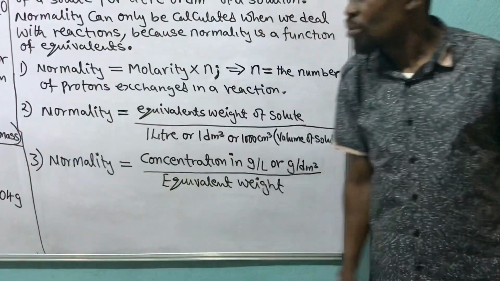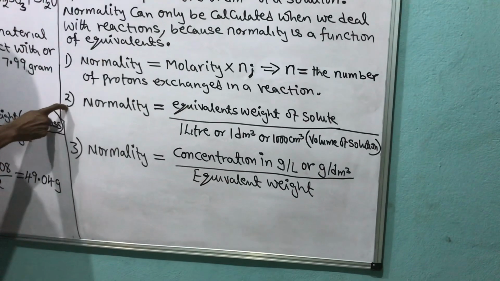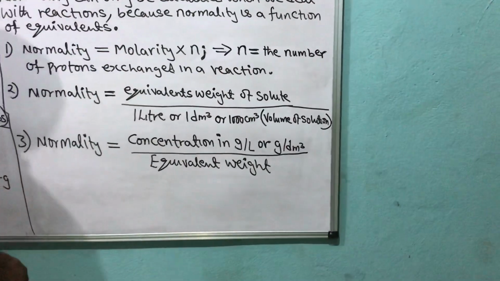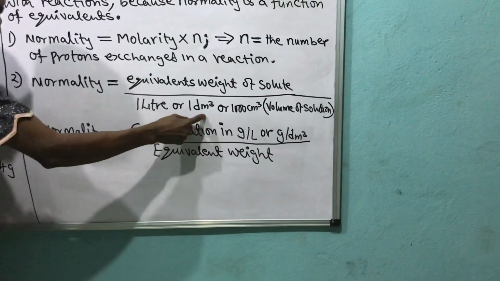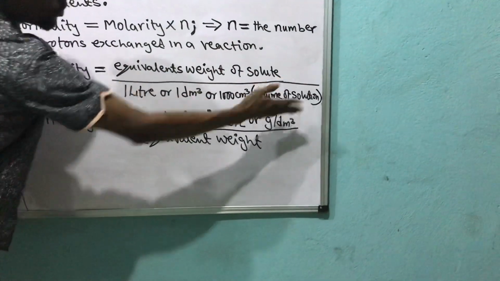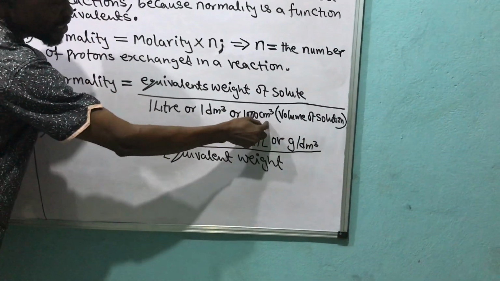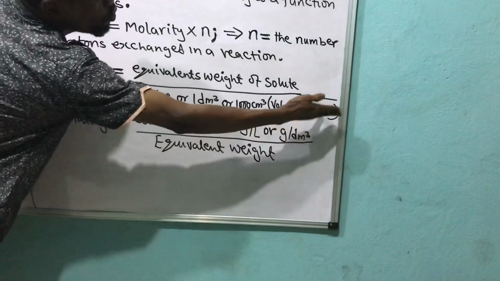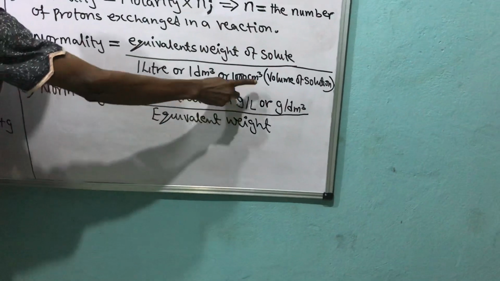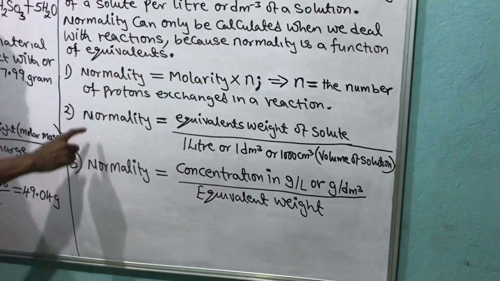Second formula to calculate normality. Number 2, we say normality equals the equivalent weight of a solute over 1 liter or 1 dm cube or 1000 cm cube, which we call the volume of a solution. This 1 liter, 1 dm cube or 1000 cm cube is a volume of solution. So we now see that 1 liter is the same as 1 dm cube and 1000 cm cube. So equivalent weight of solute divided by 1 liter will give me what?